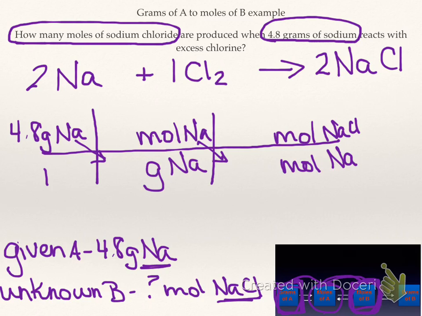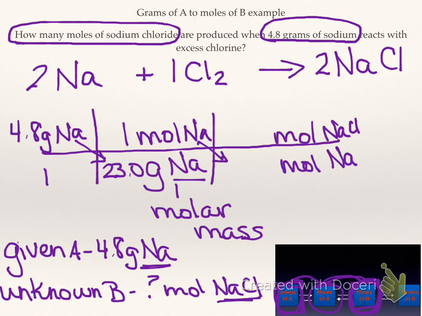Now, we just need some numbers. What do we need to put in when we have moles and grams? That's when we're looking for the molar mass. From the periodic table, remember, 1 mole is equal to, look up sodium on the periodic table, 23 grams.